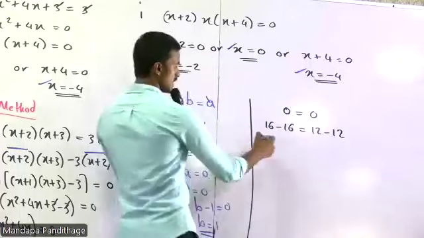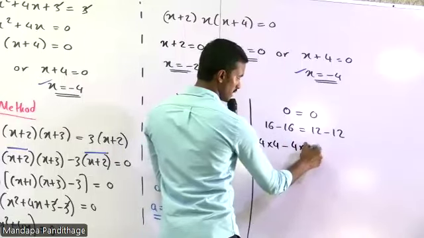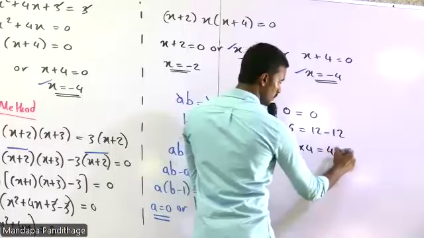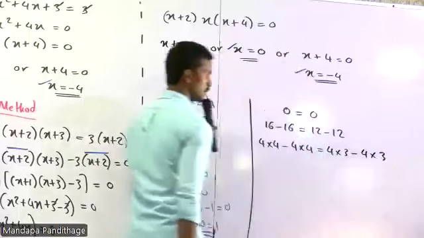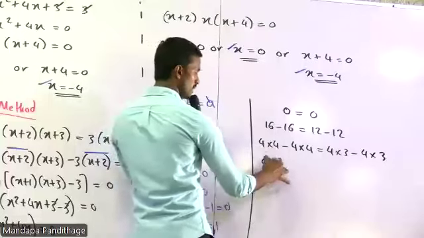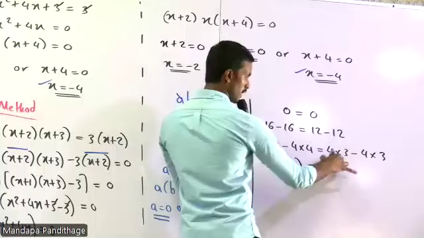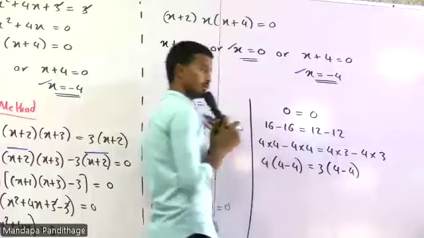Okay, so this 16 I'm writing as 4 into 4. And this 16 I'm writing as 4 into 4. The 12 I'm writing as 4 into 3. The 12 I'm writing as 4 into 3. I can see a 4 common here. So it's 4 minus 4. I can see a 3 common here. So it's 4 minus 4.